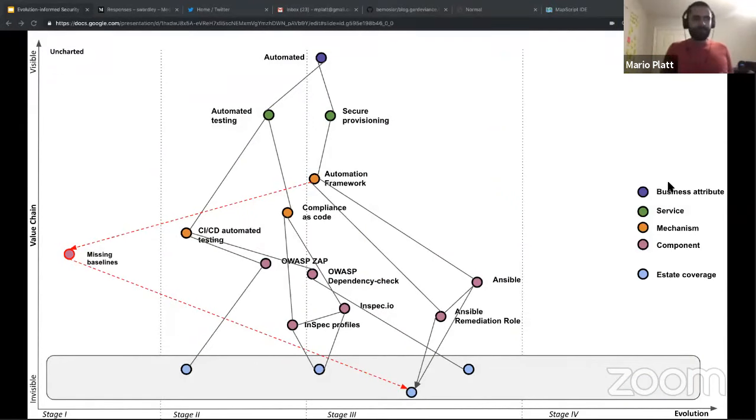And this is an example of how to put all of that on a map. Starting with the business attribute at the top, then some of the services, using automated as an example, that you'd create in your security organization, what would be the mechanisms to actually implement those services, and what is the actual tech that you'll be using to do that. And this is something that should be evolving, right? The components you use now, you may need to use more in the future, you may need to use less. It depends on where you are and what you want to focus on.